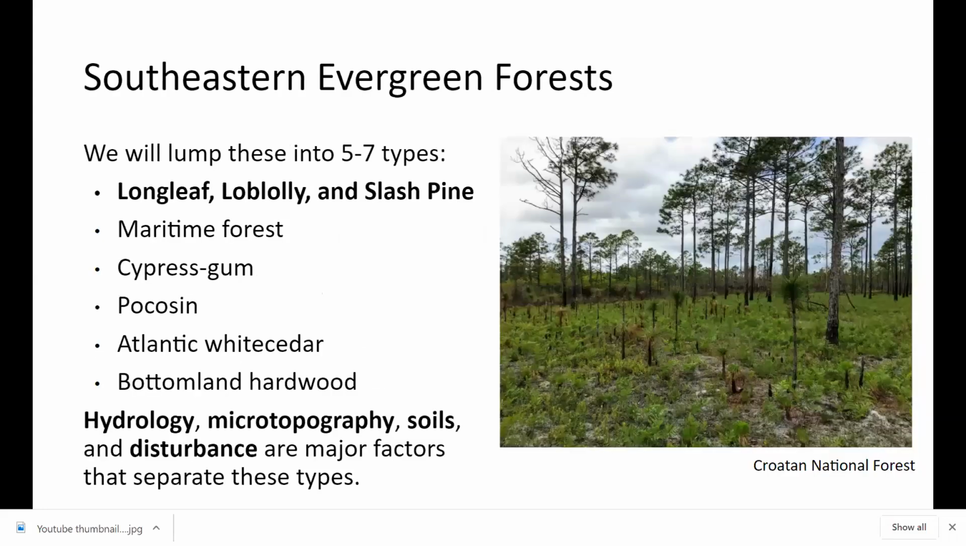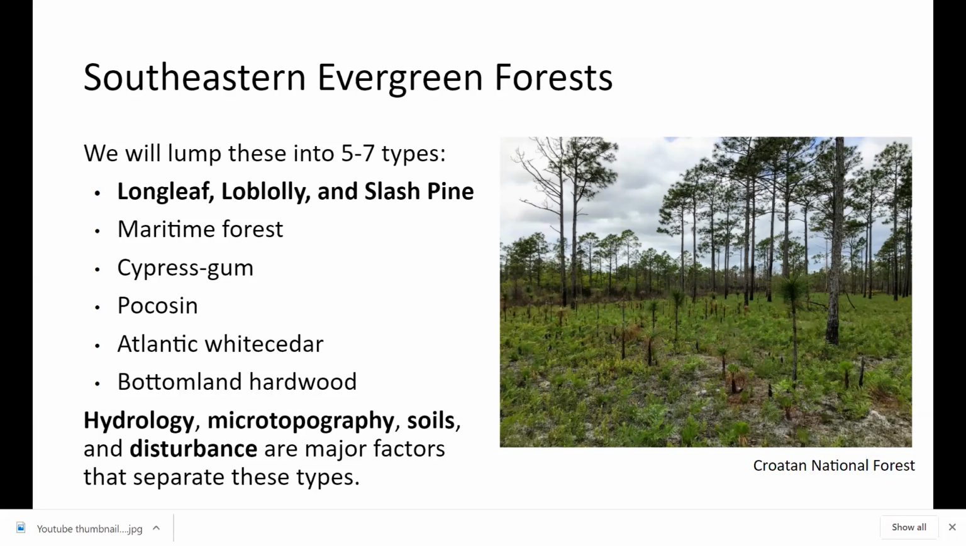For our study of the Southeastern evergreen forest, we're going to look at 5 to 7 types, depending on how much time we have. Today we'll focus on longleaf, loblolly, and slash pine. These are similar evergreen forest types that stretch through the Southeastern United States. Then we will look at some other unique types, including maritime forest, cypress gum, pocosin, Atlantic white cedar, and bottomland hardwood forest. Those are all the forest types that we will look at in the coastal plain of the Southeastern US.